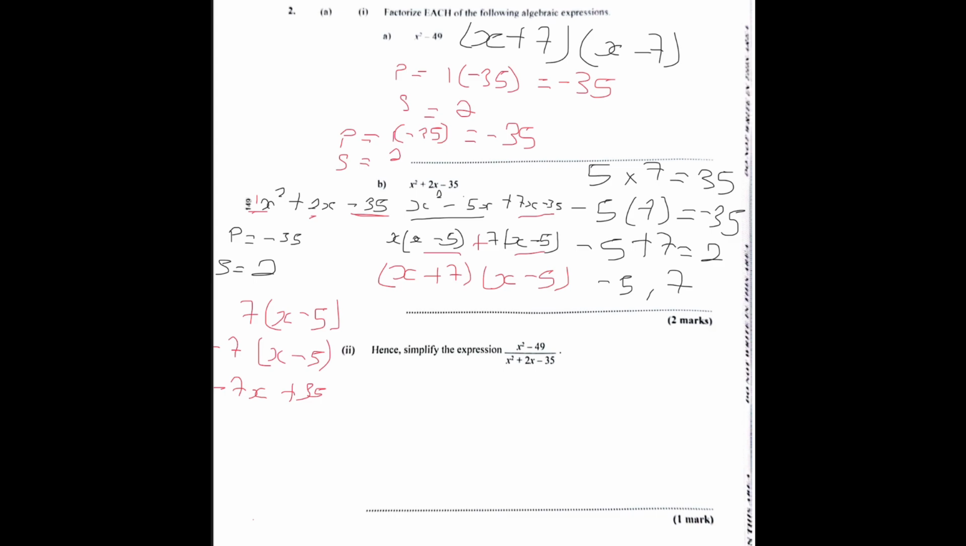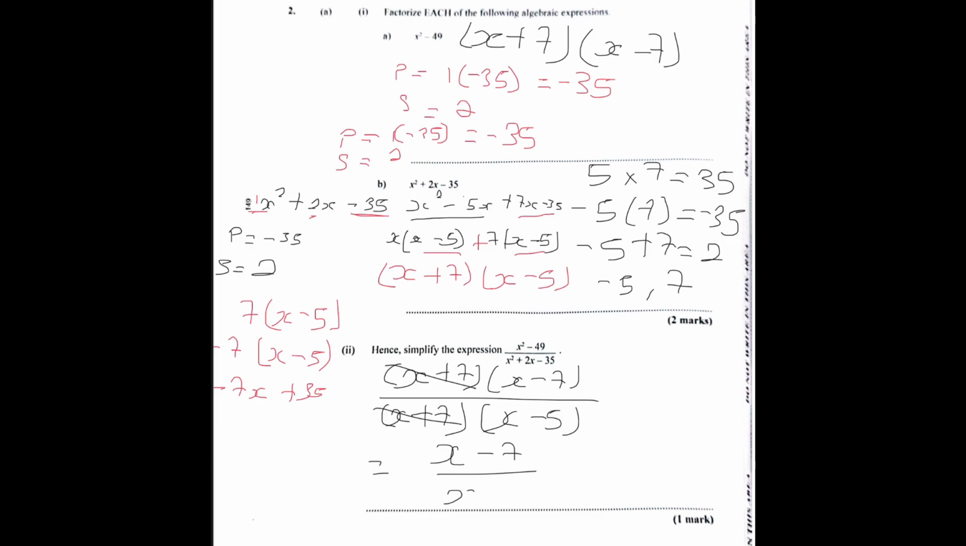Question 2 says, hence simplify the expression. We have factorized the denominator and the numerator, so what we're going to do is just put it back. We're going to say x plus 7 and x subtract 7, all over x plus 7 bracket x subtract 5. We're going to cross out x plus 7 because it's common in both the denominator and numerator. And now we're left with this, and this is your answer.